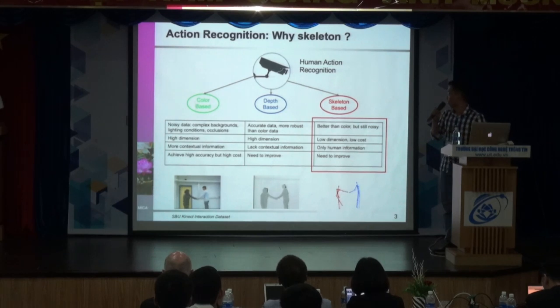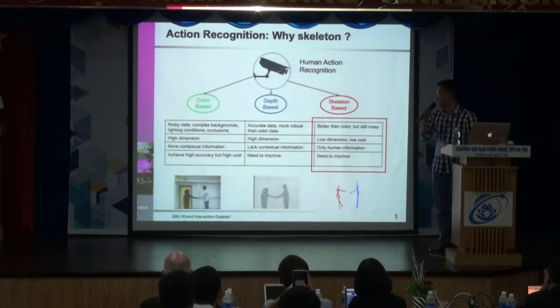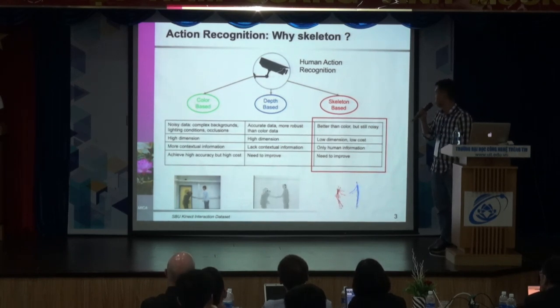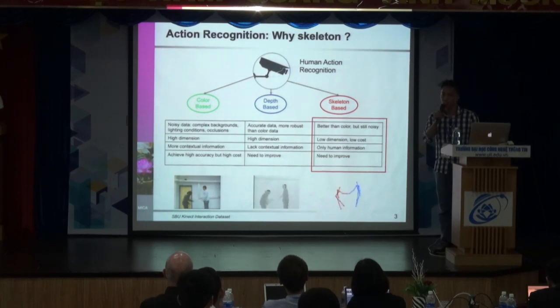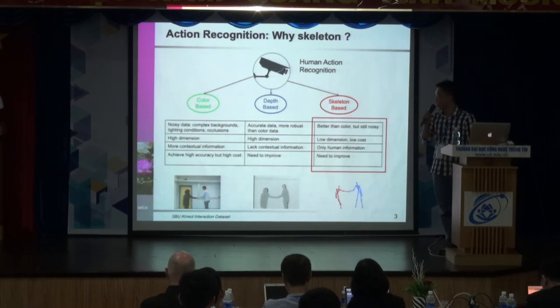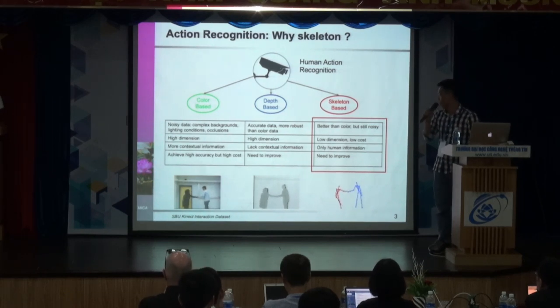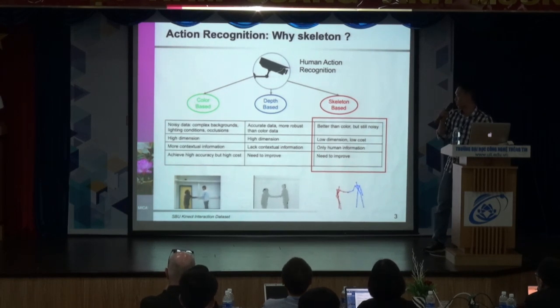About the complexity, the color and the depth have a very high dimension. A typical image is normally a million color pixels, so we can convert it into a million-dimensional feature vector. But with the skeleton base, we normally have fewer than 100 points, say 25 joints multiplied by three coordinates x, y, z, so less than 100 points per human. And with the color base, it normally achieves high accuracy, but high accuracy normally comes with a high cost of computation. With the depth base and skeleton base, accuracy is not so high, but there are just a few works focusing on this. So I think from the perspective of a researcher, it's a good way to look at this kind of data and try to investigate it.